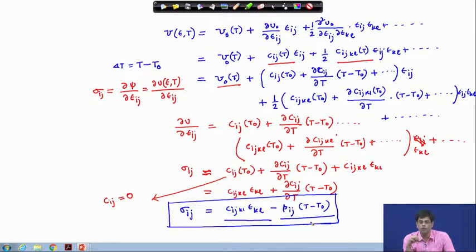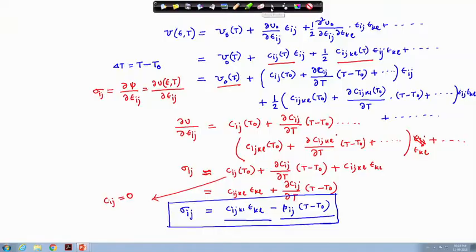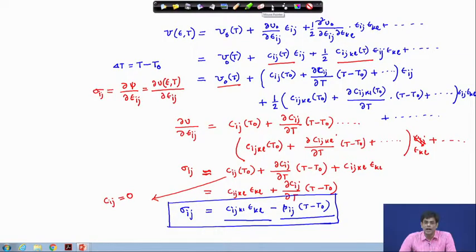Now, the Duhamel-Neumann equation is of this form. Once we know this form, then we can easily convert it to the other means, that is, we can write the stress-strain relation in terms of the thermal and the mechanical strain.